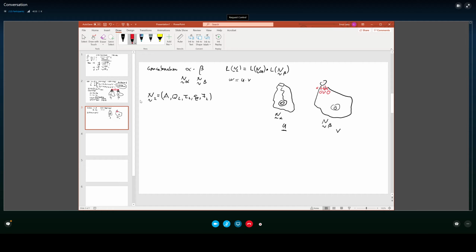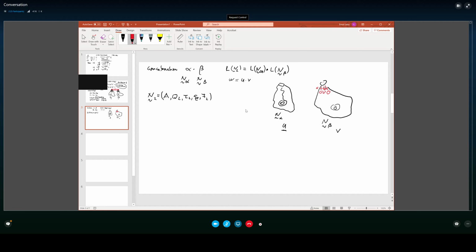I haven't really explained yet how we concatenate. All I have said is that if we have a word u in L of N sub alpha, then that means there has to be a path from the initial state to some final state in the first automaton N sub alpha. And if there is a v accepted by the second automaton, that means there has to be a path from the initial state to some final state of the second automaton. Okay? I haven't gone any further than that.